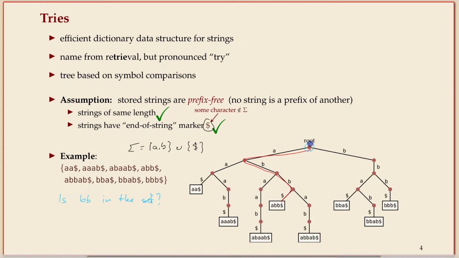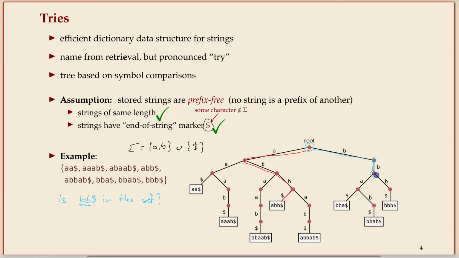I would start at the root. I guess I have to add the dollar for that to make sense. So I would start at the root and follow down this path, reading the first B. I would follow another B, reading the second B.